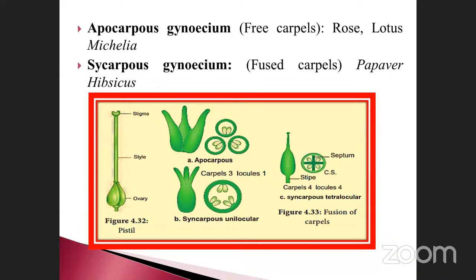That means the carpels are free. Syn means united: syncarpous gynoecium. Like syngamy, where gametes are united. Fused carpels: papaver and hibiscus. Papaver somnifera. Papaver is not pepper. Papaver somnifera. Many plants have the same structures. These are the diagrammatic representations.